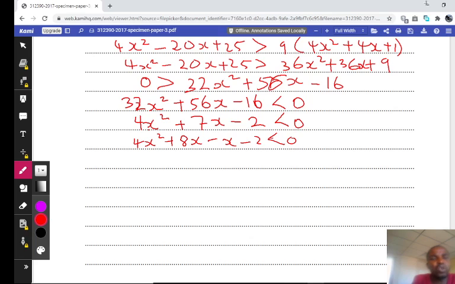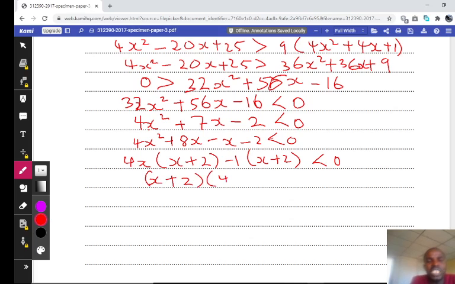Then let's factor out. You factor out 4x here, then it will be x plus 2, then minus 1 here. You get x plus 2 in the brackets less than 0. As you can see, x plus 2, they are the same. So you start by writing those values that are the same. x plus 2, then the numbers outside the brackets is 4x minus 1. You also put them in their own bracket.